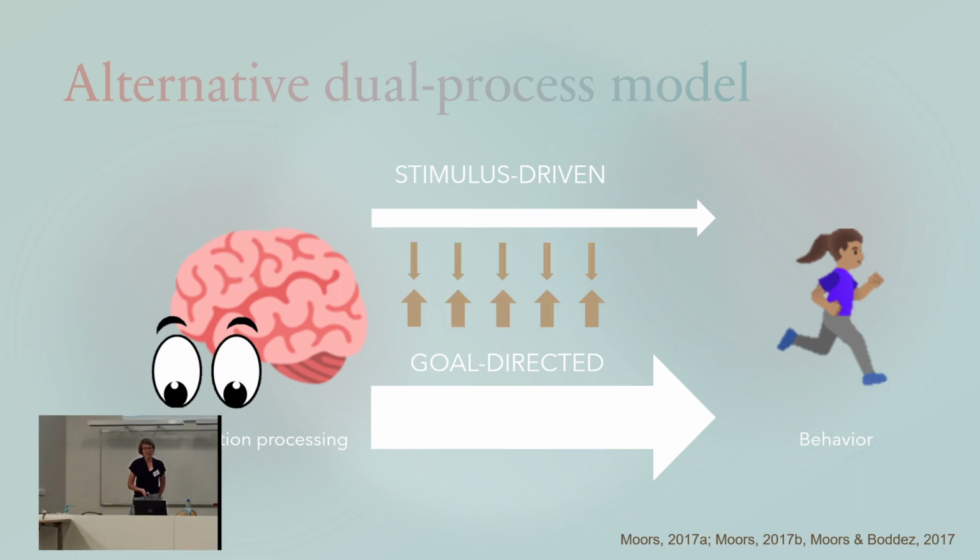So this model says that because goal-directed processes can also operate automatically, they start almost or at the same time as stimulus-driven processes, and they compete with each other. And then, because the goal-directed process leads to more optimal behavior, the goal-directed process should in most cases win this competition and should determine the behavior.